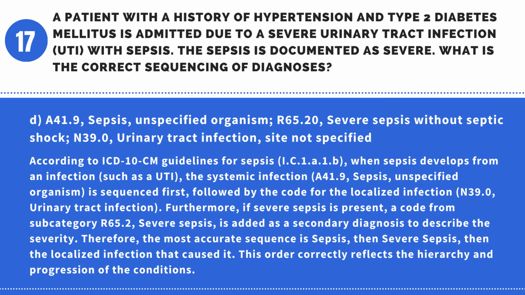sequenced first, followed by the code for the localized infection, N39.0, urinary tract infection. Furthermore, if severe sepsis is present, a code from subcategory R65.2, severe sepsis, is added as a secondary diagnosis to describe the severity. Therefore, the most accurate sequence is sepsis, then severe sepsis, then the localized infection that caused it. This order correctly reflects the hierarchy and progression of the conditions.